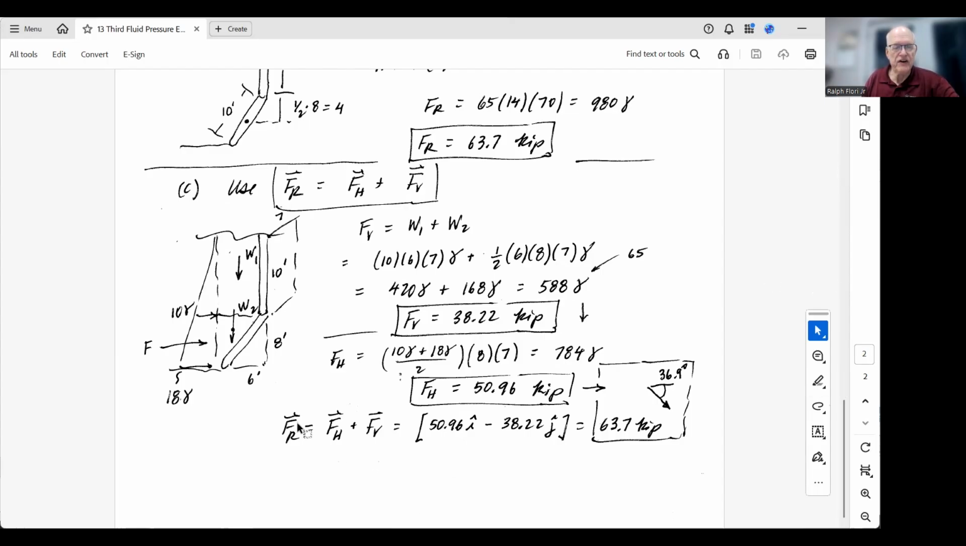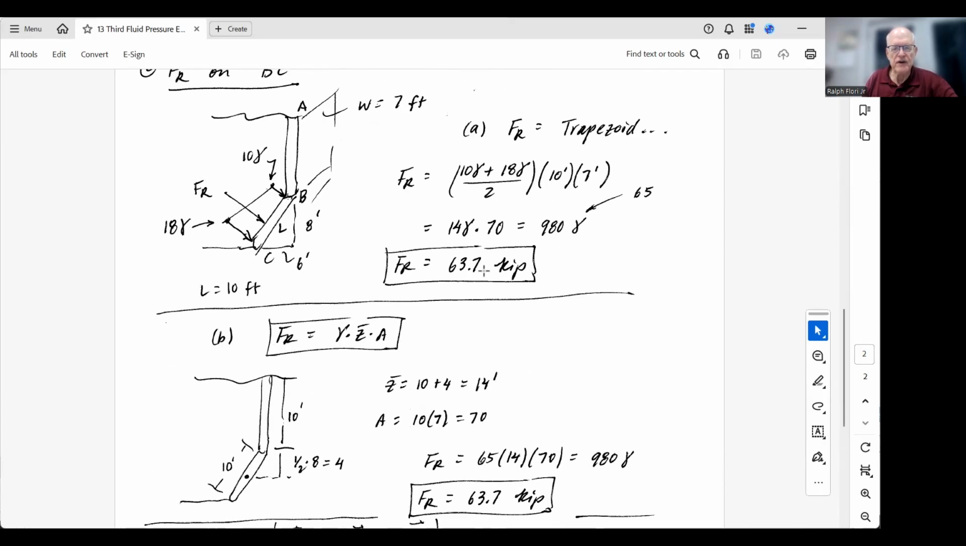So you can write the FR as a vector, which is basically 51i minus 38.2j. And if you express this in polar form, you get FR is 63.7 kip, basically at a 3-4-5 slope. And so 63.7 is what we got up here and up here. So again, multiple methods to work the same problem, just illustrating all of the different ways that you can work this problem.